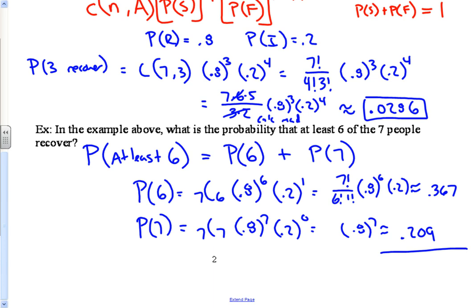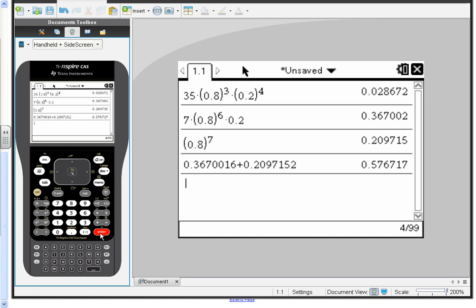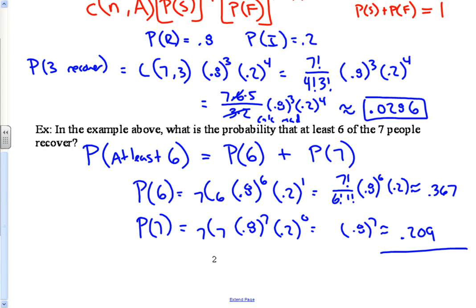And if I add them together, and remember, you can copy and paste, so scroll up here. So choose that one, enter, plus, choose the one above it, enter, 0.576, or 0.577. So there's better than a 50% chance that they will all recover. So that's called the binomial experiment.